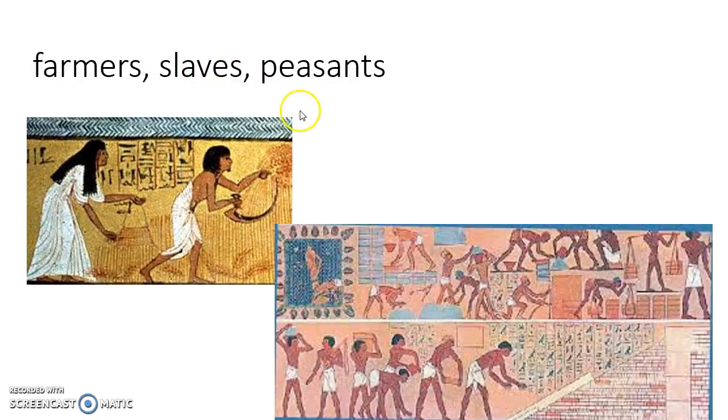Farmers, slaves, and peasants would dress pretty plain, right? You have the wig, though, you still have the hair. Less jewelry, little to no jewelry, but you still have those long white garments, both for the men and the women. Here you might have some slaves who are even more plainly dressed than that of the farmers.